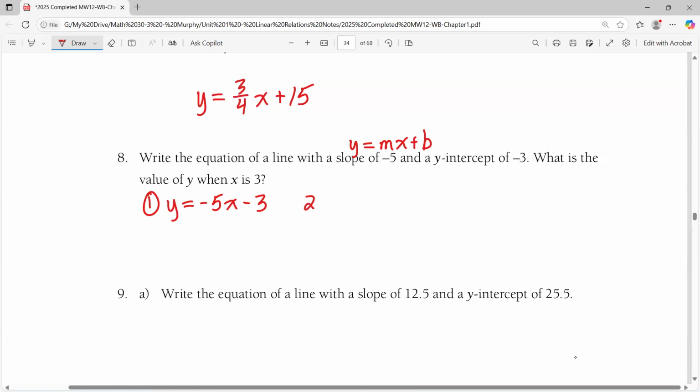Number 2 is solve when x is 3. So y equals -5 times 3 minus 3. So you end up with, you have to do the multiplication first when solving. -15 and then -3. And then -15 minus 3 is -18.